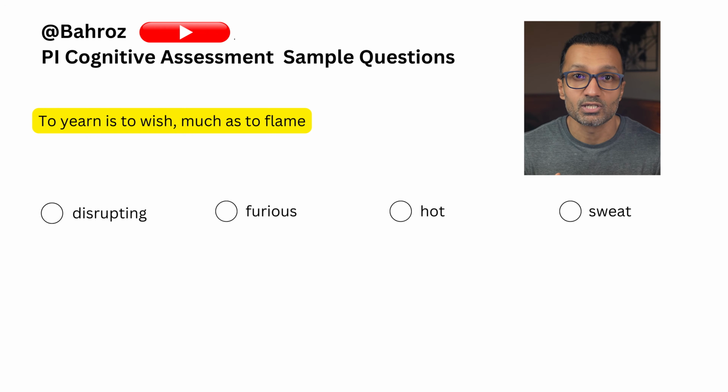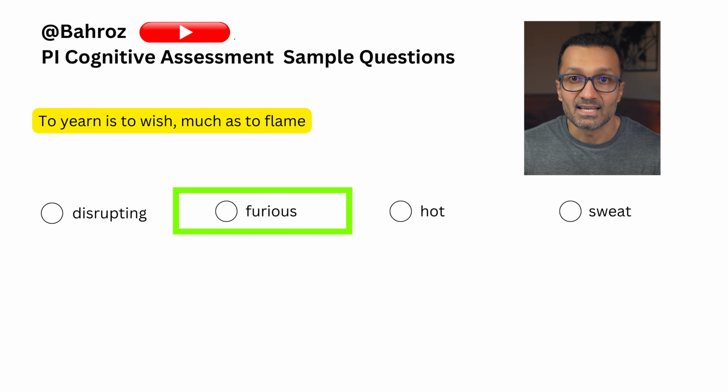Another question I have is: to yearn is to wish, much as to flame is to, disrupting, furious, hot, sweat. Here the correct answer is furious. The relationship between to yearn and to wish is that yearning is an intense or strong form of wishing. Similarly, flame suggests an intense or strong form of being furious, like a burning anger. Disrupting doesn't fit because it's more about causing disorder, not emotions. Hot refers to temperature, not the emotional intensity linked to flame. Sweat is a physical reaction, not a direct emotional state. Furious aligns best with flame because both convey intensity, just like yearn does for wishing.